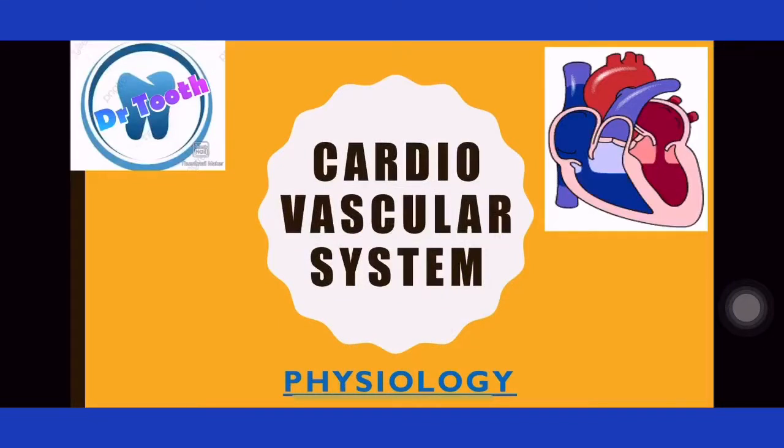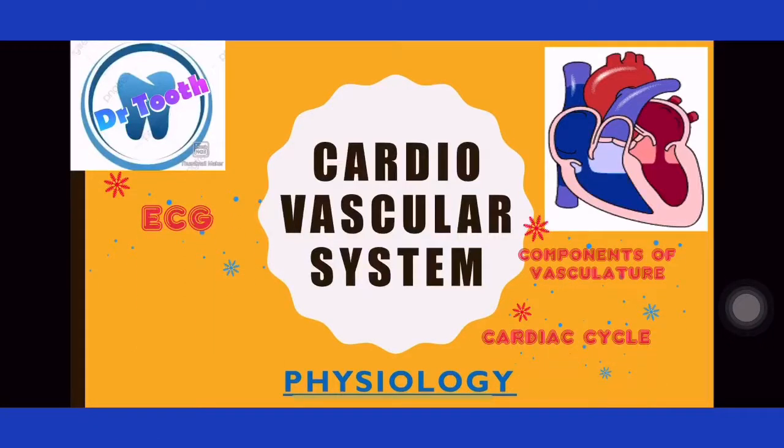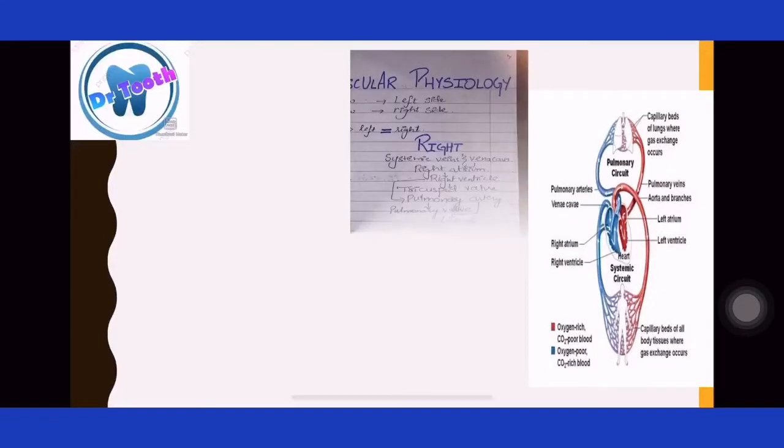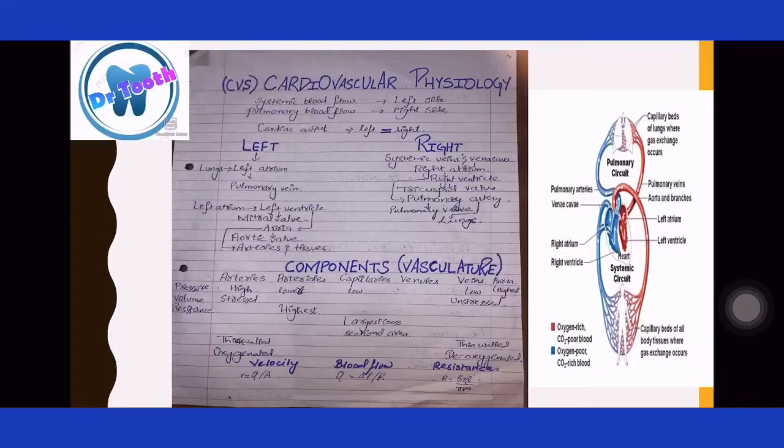Most important topics of cardiovascular system are components of vasculature, ECG and cardiac cycle. So let's start with circuitry of cardiovascular system. Cardiac output of left side of heart equals the right side of heart. Cardiac output from left side of heart is systemic blood flow and from right side is pulmonary blood flow. Now let's have a look at the direction of blood flow on left side and on right side.